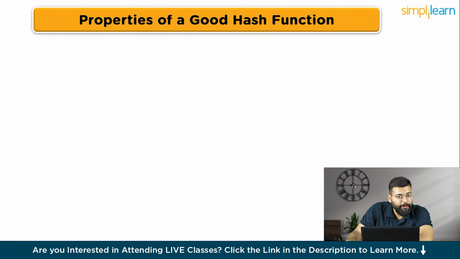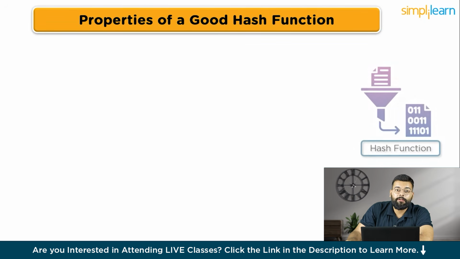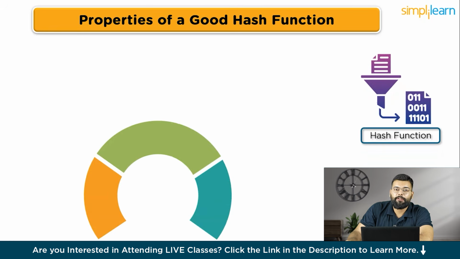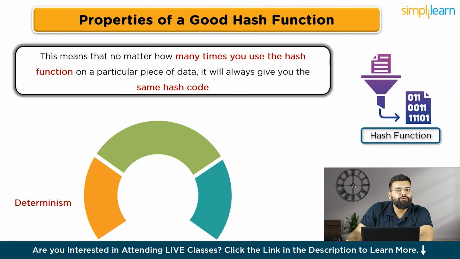A good hash function has several important properties that ensure it works well and securely. Number one is determinism. This means that no matter how many times you use the hash function on a particular piece of data, it will always give you the same hash code. For example, every time you hash the name Alice, you should always get the same result.